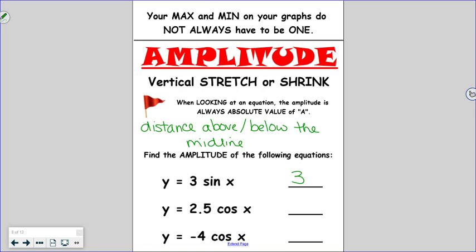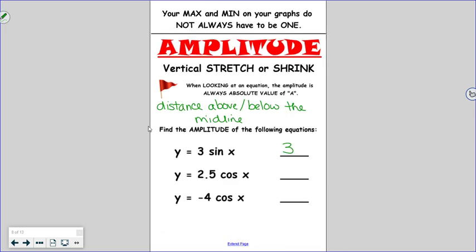Okay, identify the amplitude on the next two. Why did I put that last one up there? Because it's negative, but our amplitude is positive. Questions on that?